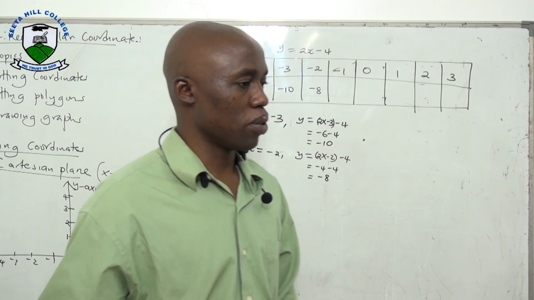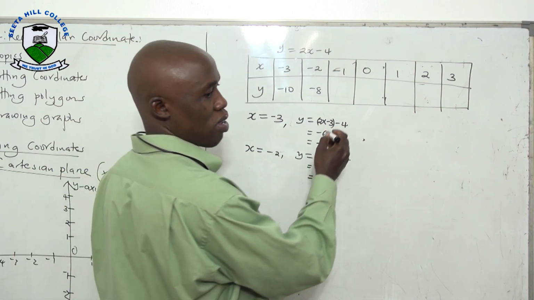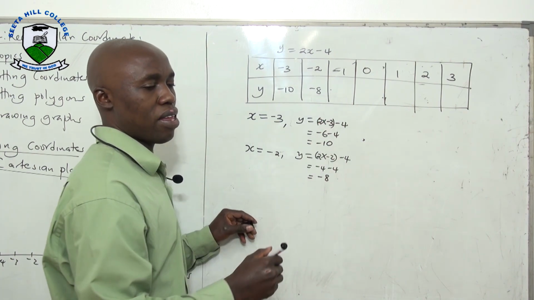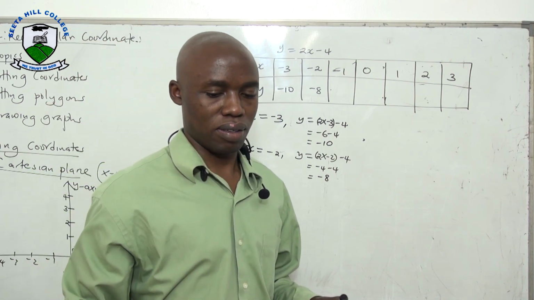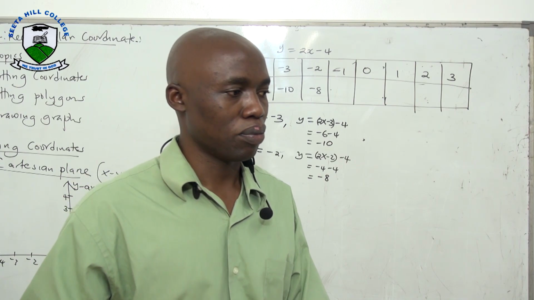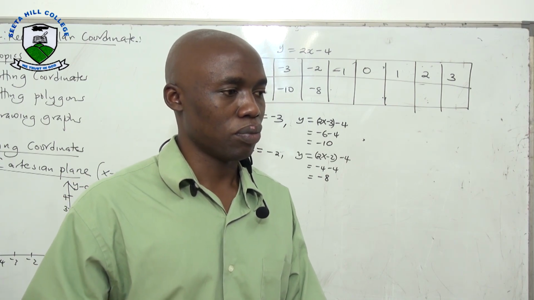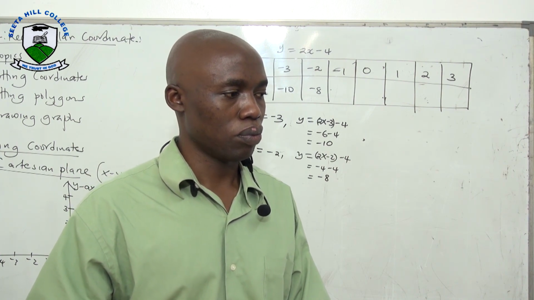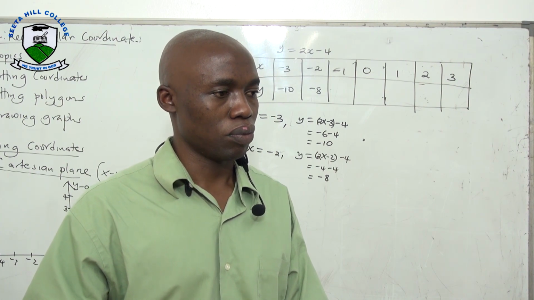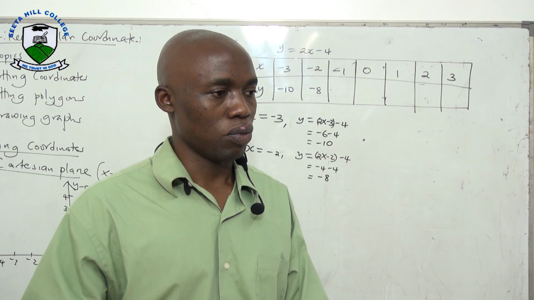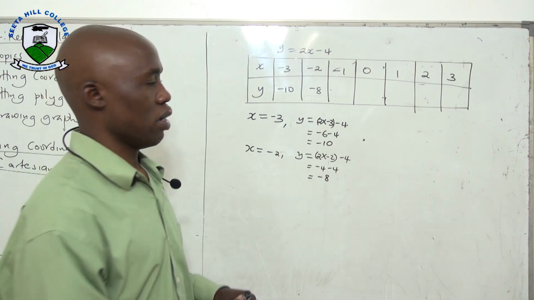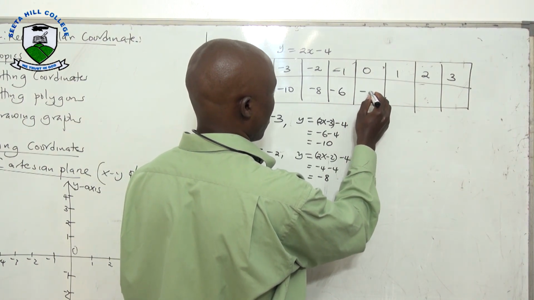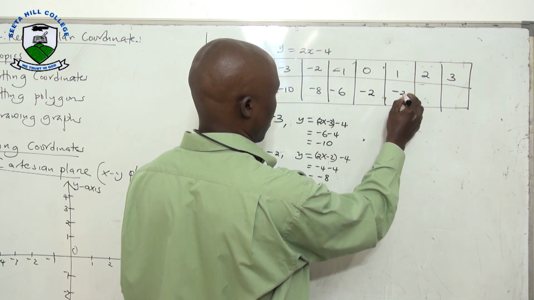Have you worked out the whole table? What do you have? Negative 6. You have negative 6, negative 2, negative 2.